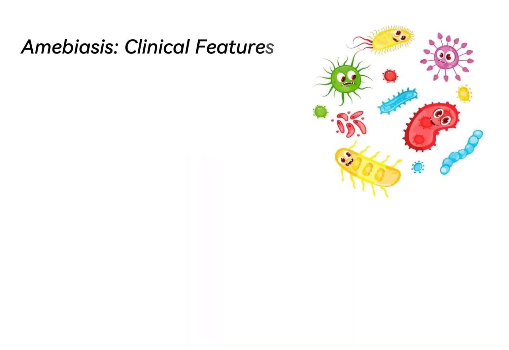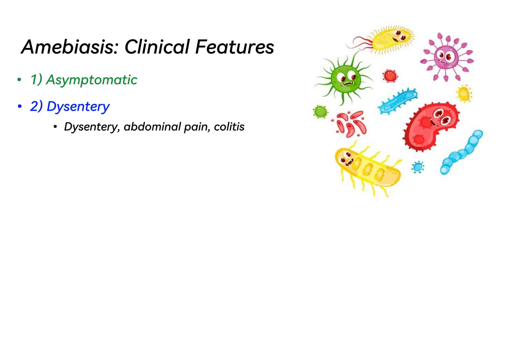So what are some of the clinical features of Entamoeba histolytica? You can actually have an asymptomatic picture. If you have a good immune system and you're exposed to this amoeba, you might not even have symptoms if you're able to clear the infection. The other is amoebic dysentery, which involves abdominal pain and colitis. They can get bloody diarrhea from this.